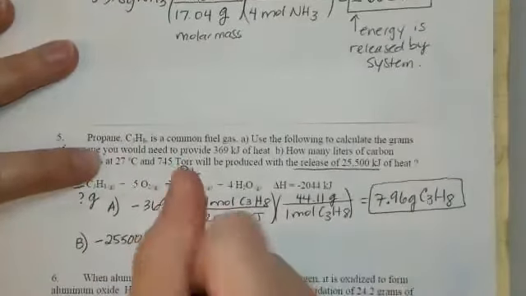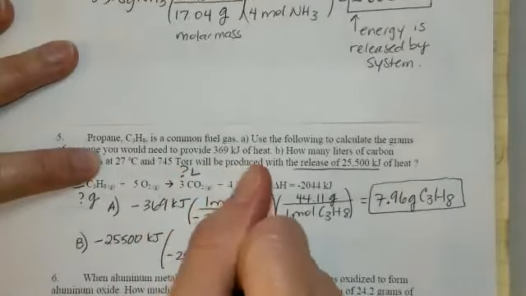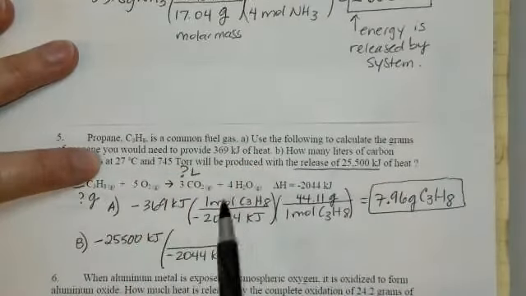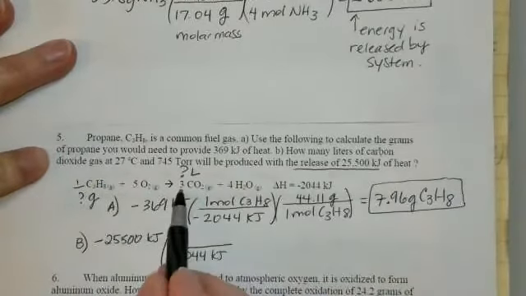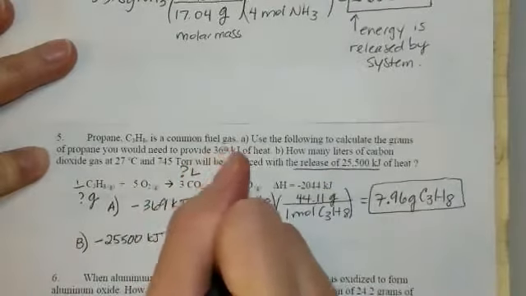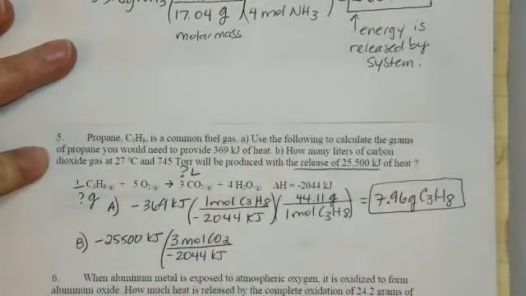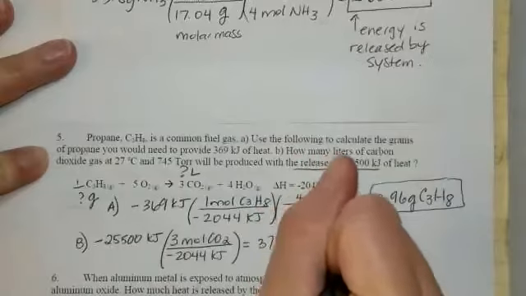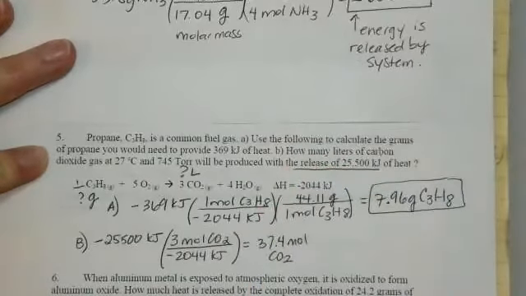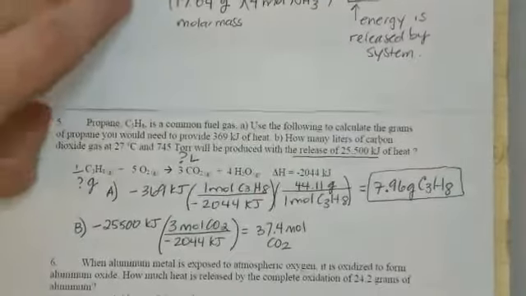My thermochemical equation tells me I get 2044 kilojoules of heat released, but this time we're comparing it to CO2. Carbon dioxide is what we're looking for here. So I need to capture that coefficient. For every 3 moles of CO2, I get the 2044 kilojoules released. Now, I'm going to pause here for a second. So I'm going to take the 25,500 divided by the 2044 and then multiply that by 3. And I get 37.4 moles of CO2.